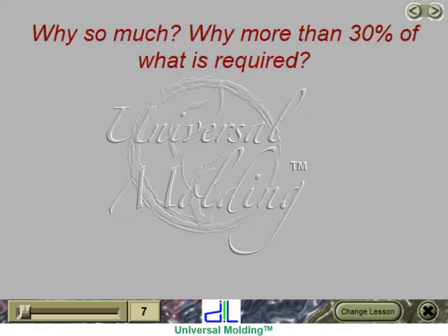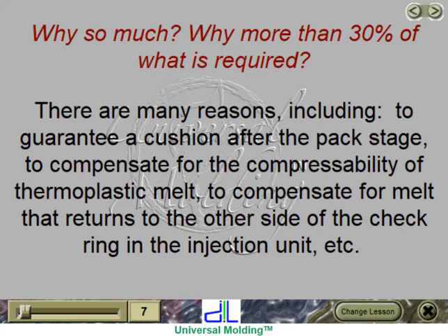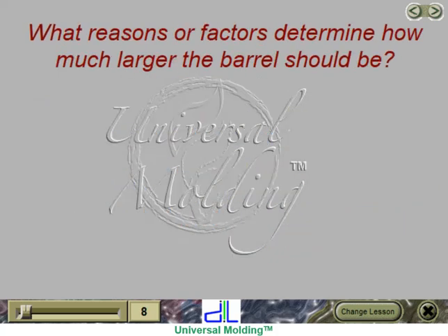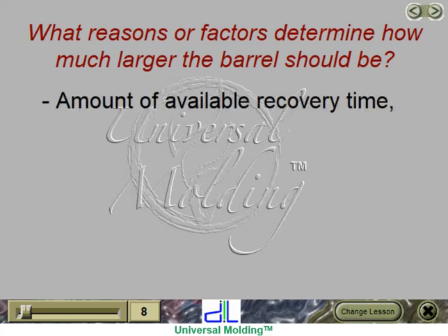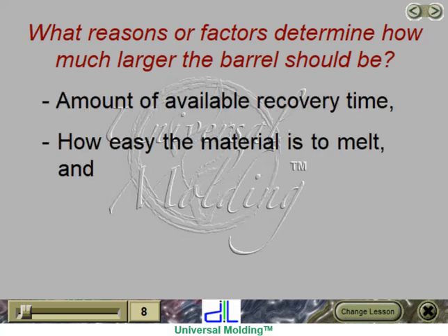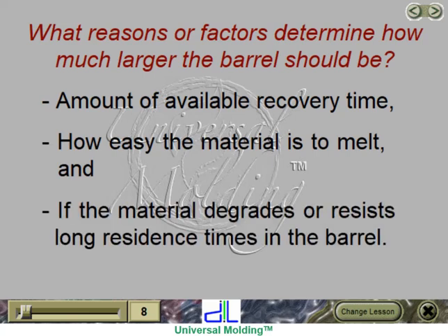Why so much? Why more than 30% of what is required? There are many reasons, including to guarantee a cushion after the pack stage, to compensate for the compressibility of thermoplastic melt, to compensate for melt that returns to the other side of the check ring in the injection unit, etc. What reasons or factors determine how much larger the barrel should be? Amount of available recovery time, how easy the material is to melt, and if the material degrades or resists long residence times in the barrel.